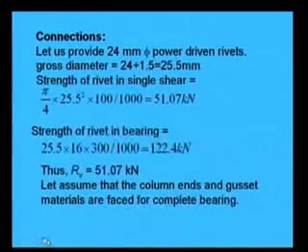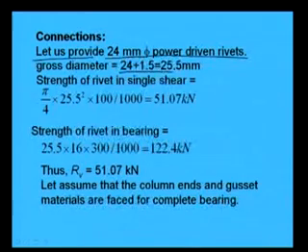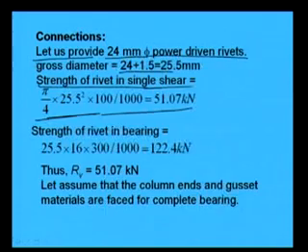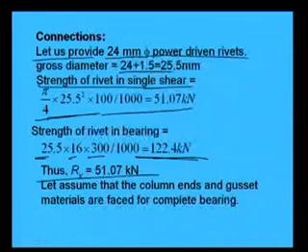Let us provide 24 mm power driven shop rivet, right. So the gross diameter will become 24 plus 1.5, that is 25.5 millimeter, and strength of rivet in single shear will become, as we know, tau vf into pi by 4 into d square. So 51.0, and strength in bearing, that is sigma pf into d into t. So finally we are getting rivet value as 51.07 kilonewton.